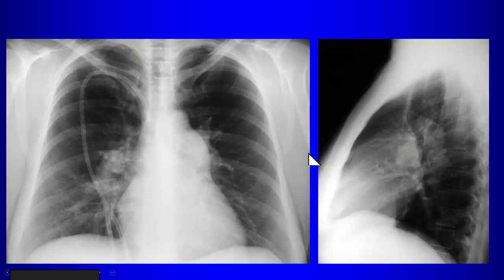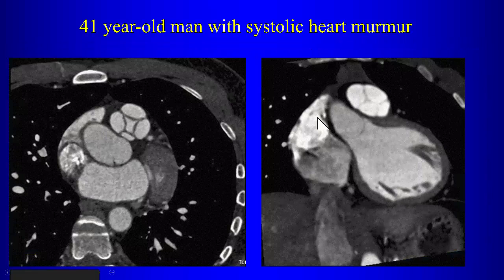Pulmonary regurg can also, in and of itself, result in enlargement of the central pulmonary arteries, even without pulmonary hypertension. So if you have severe pulmonary regurg, let's say there's something wrong with the pulmonic valve, you can get enlargement of the central pulmonary arteries without pulmonary hypertension. Okay. What's wrong here? This person has a systolic heart murmur.